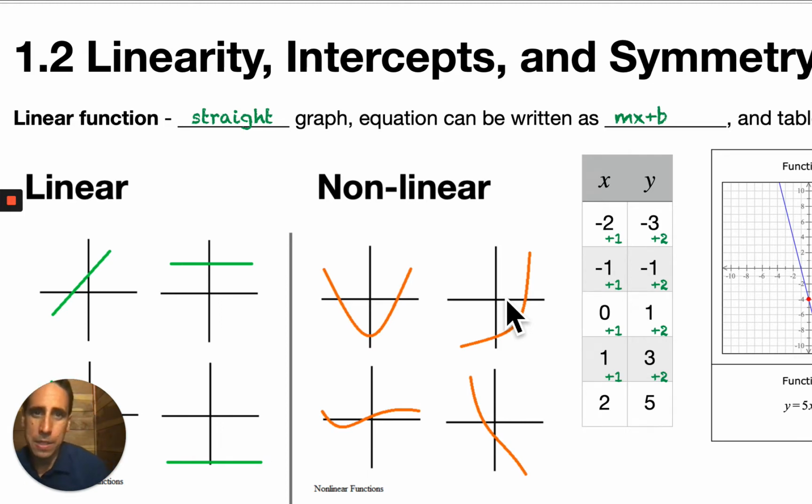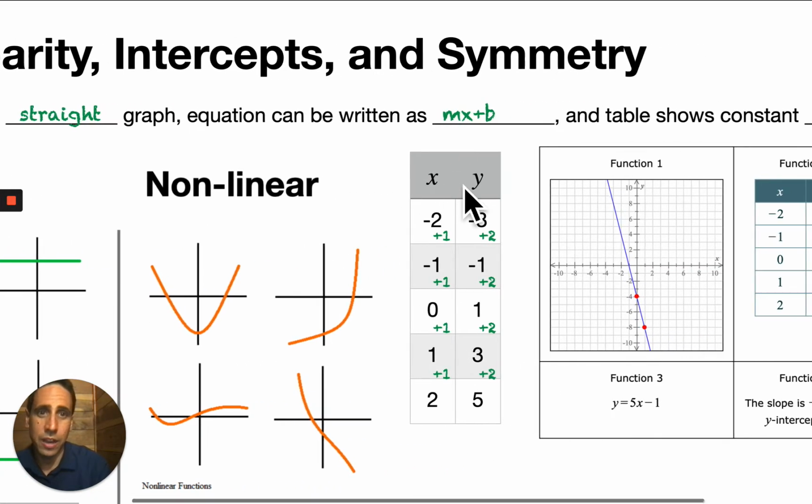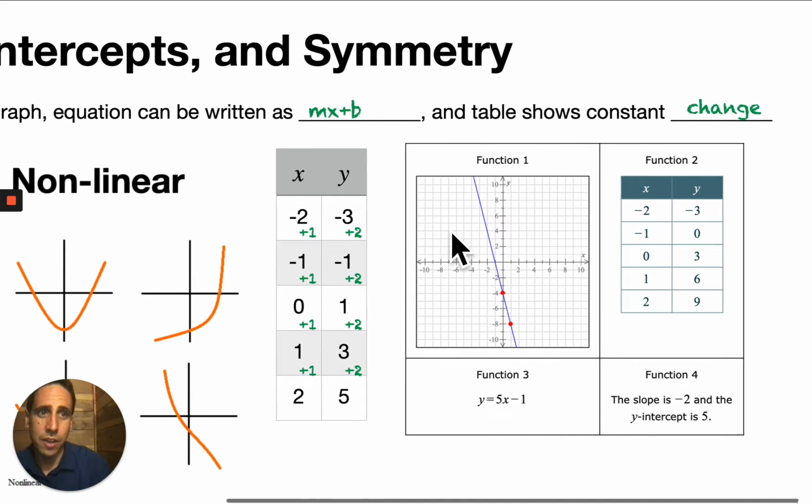Well, you can look on a graph. It's a straight graph. You see all these green lines are all straight. Nonlinear would be any kind of curve. If you're looking at just the equation, then it's written as the rule that predicts what kind of function it would be. It would just have an mx plus b, slope times an x plus a y-intercept. And if you're looking at a table, then it shows a constant change.